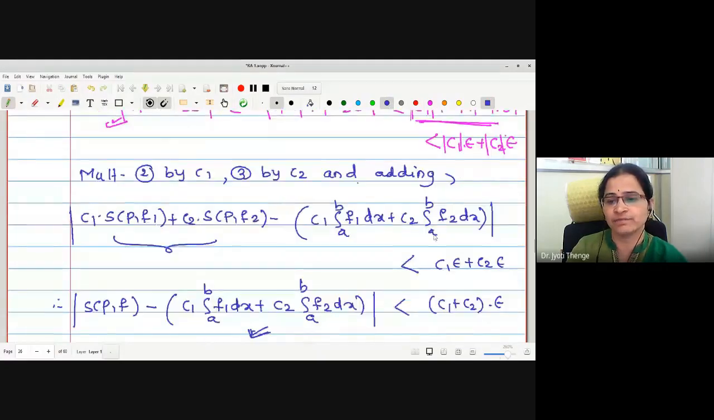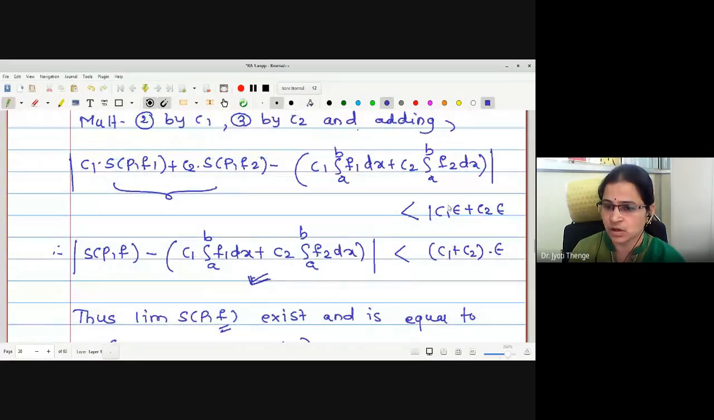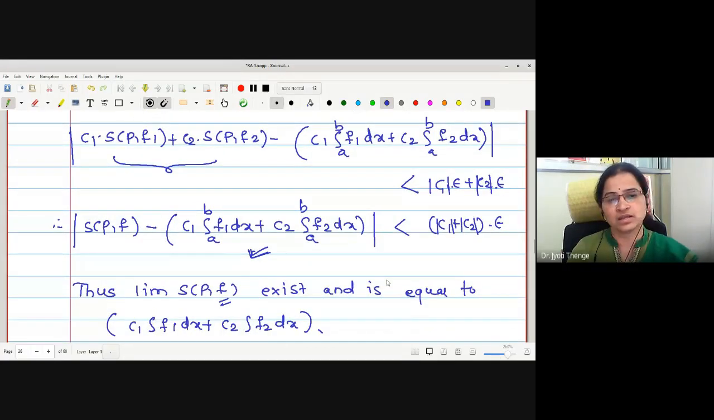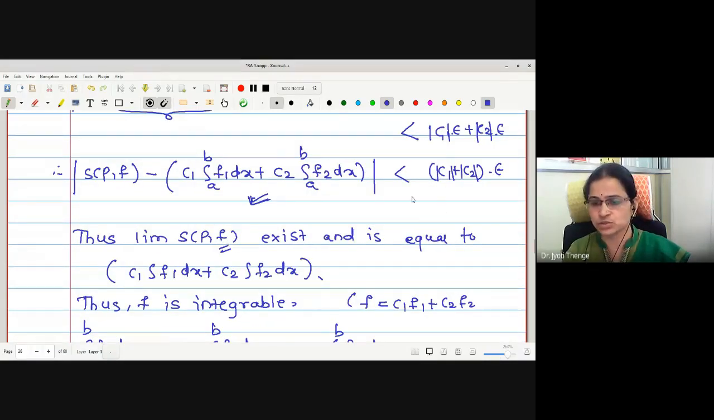Therefore, what will be the effect on this inequality? Here it is mod c1 epsilon and mod c2 epsilon, that is, mod c1 plus mod c2. Don't worry, this will be a positive number, multiplied by epsilon will still be a positive number. There is no effect on the proof of our theorem. This is the simple change. Students have to know this.